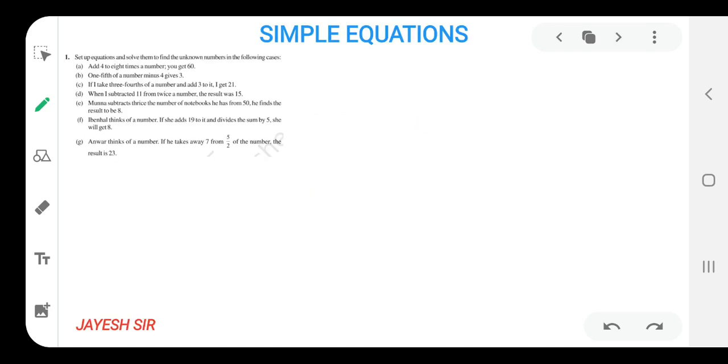First thing that comes over here is: set up equations and solve them to find the unknown numbers in the following cases. That is, we have to make the equation and then find the value of the variable, that is the value of x or whichever variable we are using. Let us start with the first sum: add 4 to 8 times a number. 8 times means 8 multiplied by a number, which we are already taking as x. You get 60.